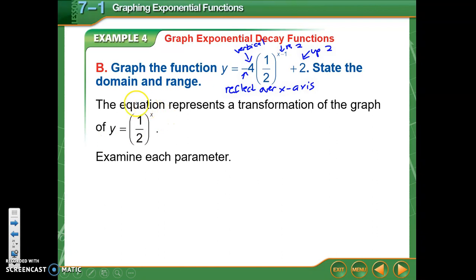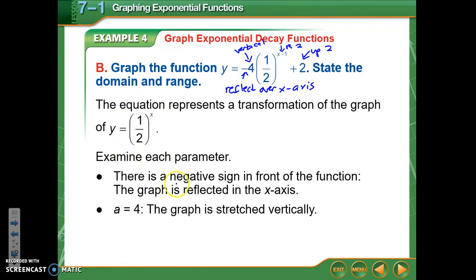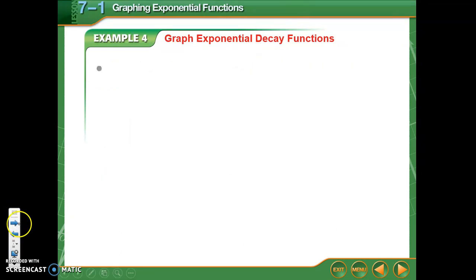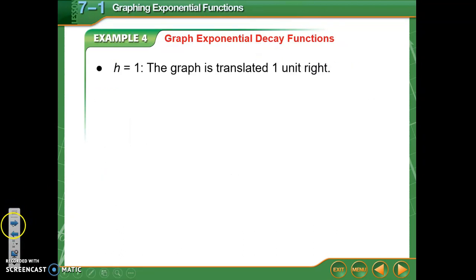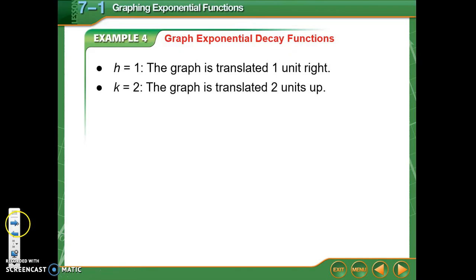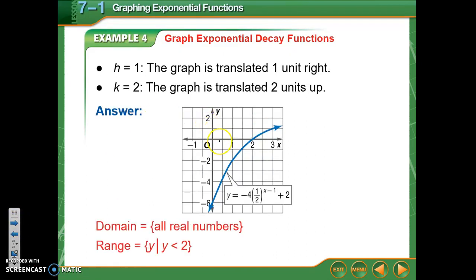It's a transformation. My parent graph here would be (1/2)^x. And here they're going to write out each parameter. So the negative sign in front is the reflection in the x-axis. 4 is that a value in front. It's being stretched vertically. h is 1, so when I do x minus 1, it gets moved to the right 1. And then k equals 2, translated up 2 units. So see what this looks like here.